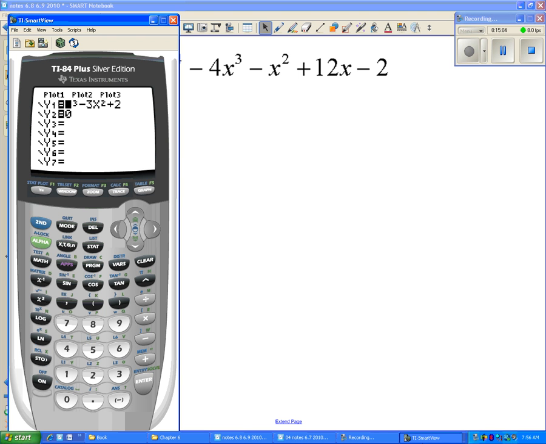So I'm going to clear that just not to make a mistake. This is x to the fourth minus 4x to the third minus 2x squared plus 12x minus 2. x to the fourth minus 4x cubed minus 2x squared plus 12x minus 2. That's wrong. There should be no 2 here.